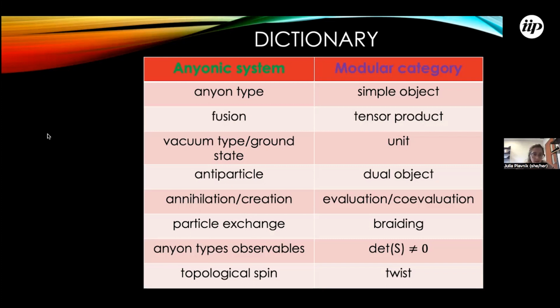So let me see, I got a question in the chat. Anions have a symmetry relation different from bosons and fermions. What is the equivalent of symmetry relations for modular categories?